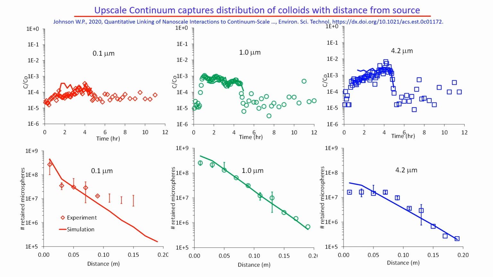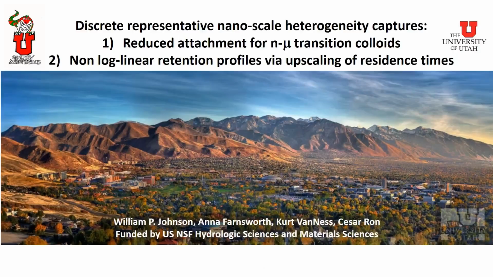And so the question is, could we use a scaling technique doing simulations in a Happel cell for these representative sizes. And what we find is that by doing what we propose, we do significantly improve the fit to these breakthrough curves and profiles. And we capture this transition from hyperexponential to somewhat more non-monotonic retention as we go from 0.1 to 4.2 microns in size.